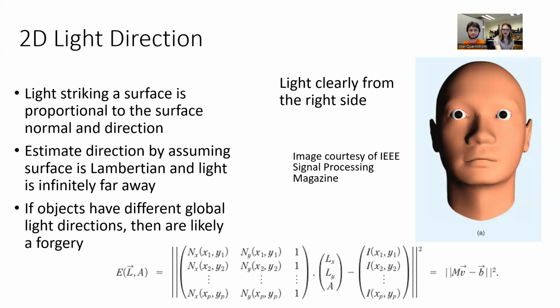In this image here on the right, it's really obvious that the light is shining in from the right side. And this equation down below is a way we can go about computing and saying, okay, yes, the light is coming in from the right side.